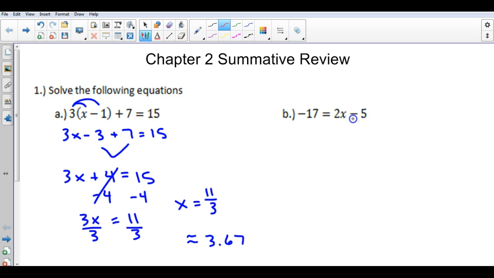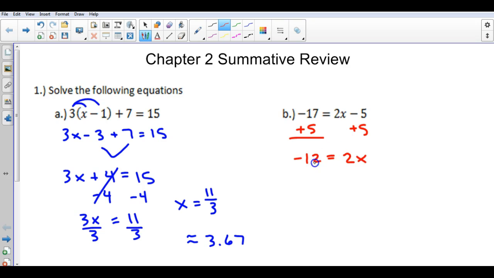Next one, my variables are on the right-hand side, it doesn't change anything. We're still going to use our inverse order of operations here. I have a 2x minus 5 here, so what you want to do is take the inverse of subtraction, which is to add. So I'm going to add 5 to both sides, and then just watch your signs. Negative 17 plus 5 is negative 12. I'm going to bring down the 2x on the right-hand side.